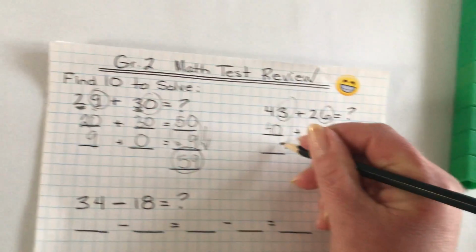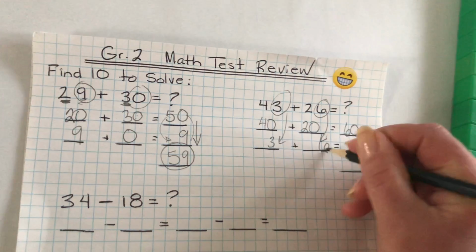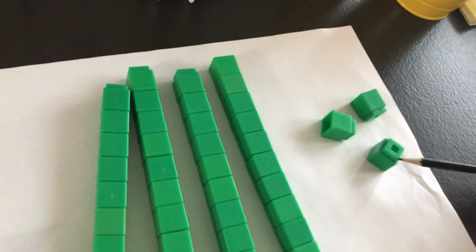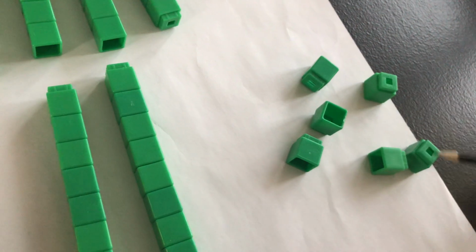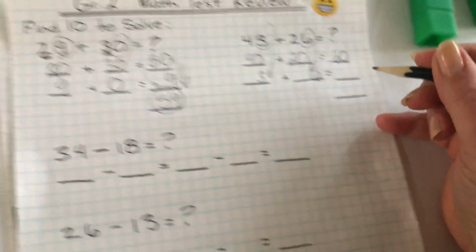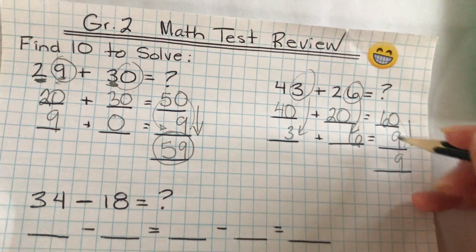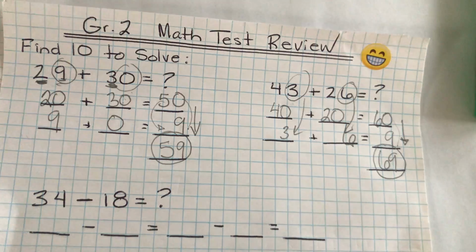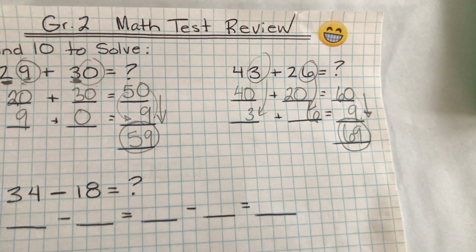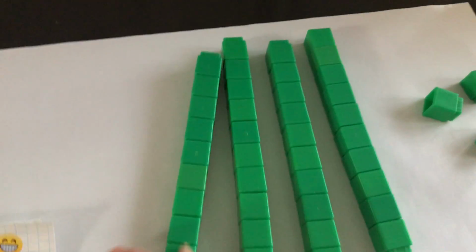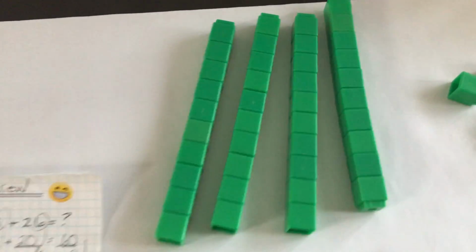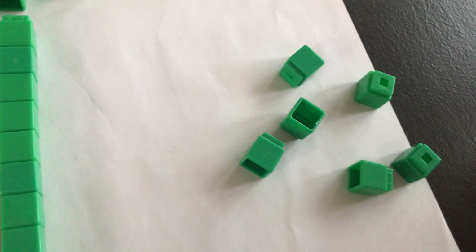And then I have 3 plus 6. Let's look at our blocks. 1, 2, 3, 4, 5, 6, 7, 8, 9. 3 plus 6 is 9. And when I add down, I have 9, 6, and the answer is 69. And I know that's true because if I count all of the blocks together over here, I have 10, 20, 30, 40, 50, 60, 61, 2, 3, 4, 5, 6, 7, 8, 9.